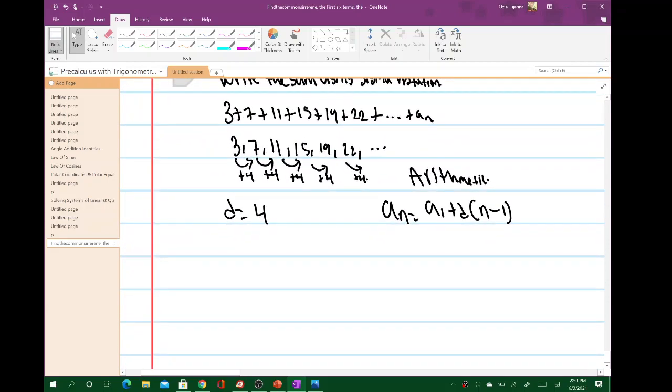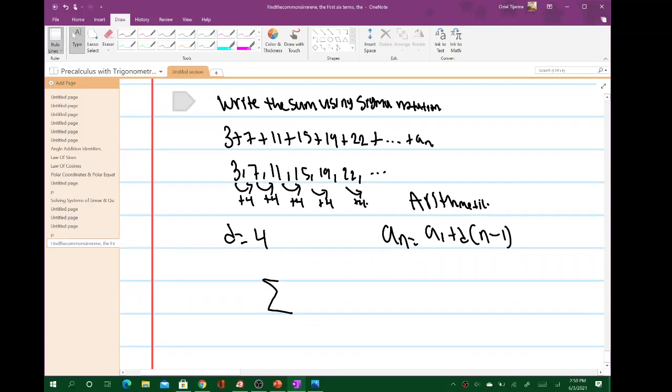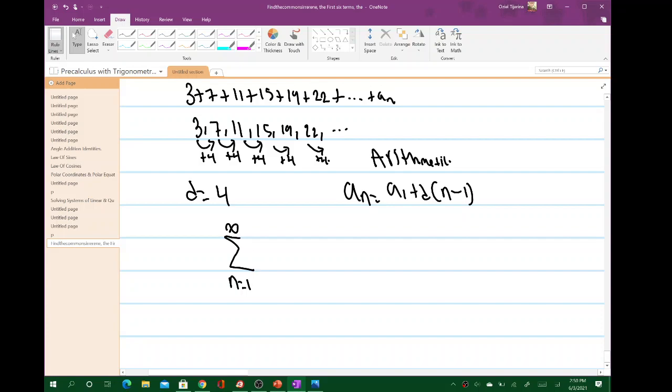Why not? So the first thing that we're going to write is the sum, so it's going to be from n equals 1 and then it keeps going forever to infinity, right? Because it's plus a sub n. But we don't know what a sub n is. We need to know what a sub n is in order to actually finish writing the sum.